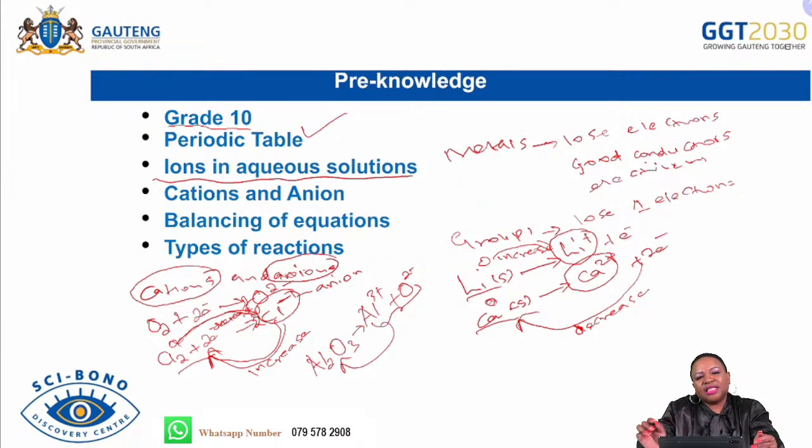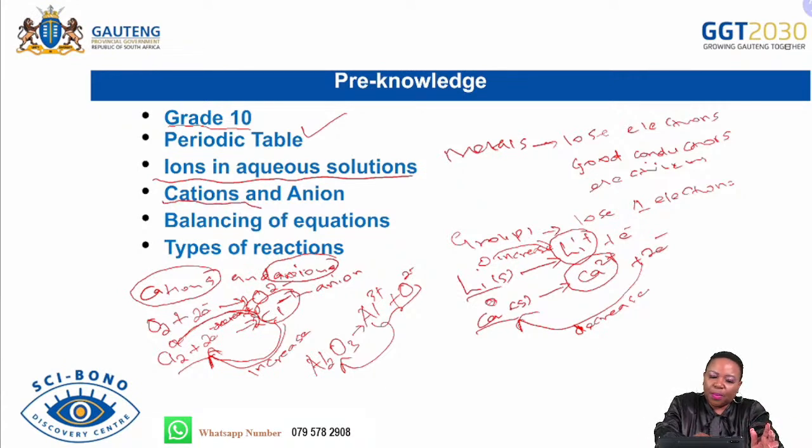So this identification of ions in a compound or in an ionic solution will assist us also to know whether the oxidation number of a specific element or species has increased or has decreased. So always it is very important to remember this.